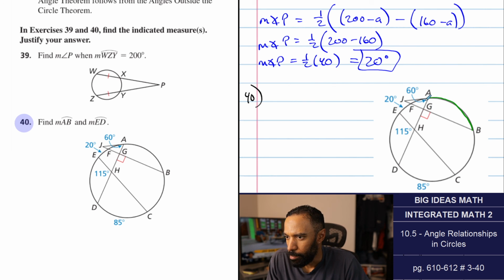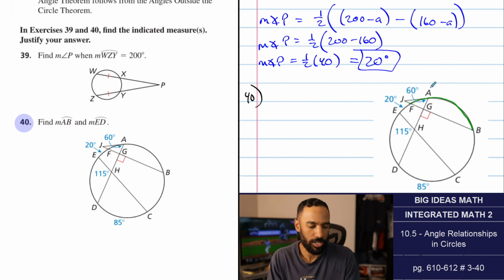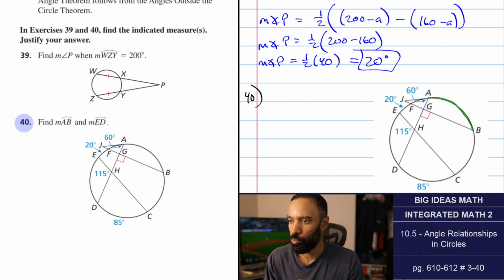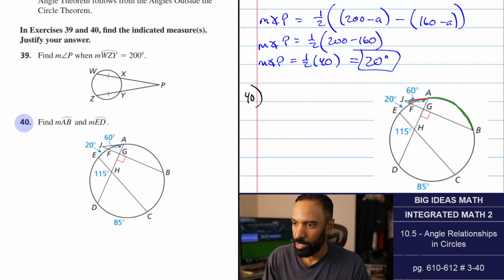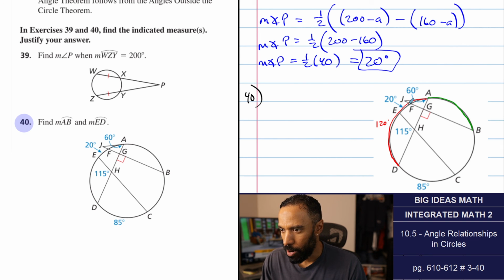All right, so AB. I have a 60-degree angle here, and its intercepted arc is this whole thing. If that's 60, then this whole thing here would be 120, from here to here, measure of arc AD, because that angle goes like that. So this is 120 degrees. They show this part as 20 degrees.